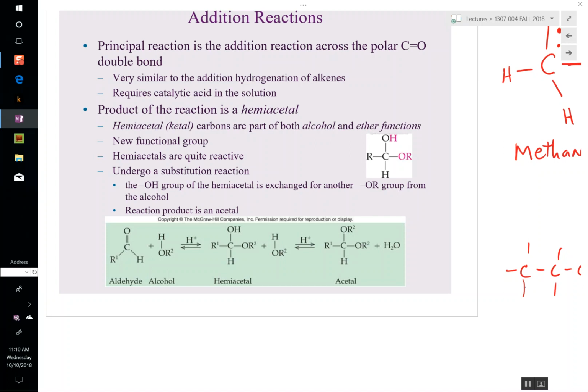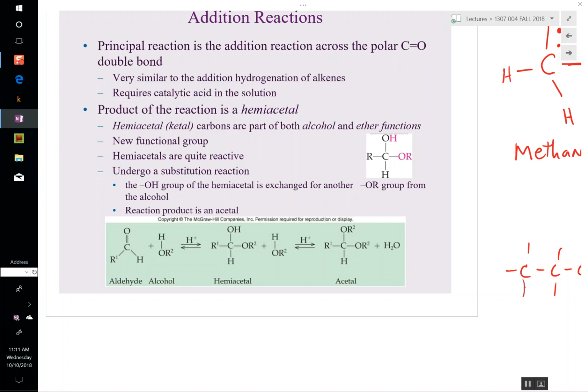You don't worry about this reaction. Don't worry too much about that reaction. But what you see right here, it takes 2 alcohols to get over to an acetal. Just one alcohol gets you halfway there. And that's why it comes up with this strange name. It's halfway to an acetal formation.